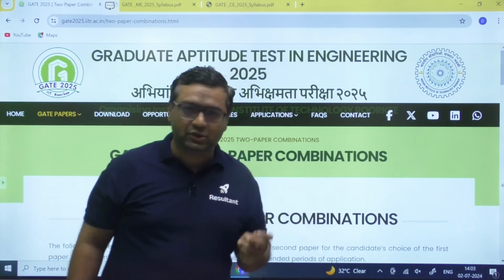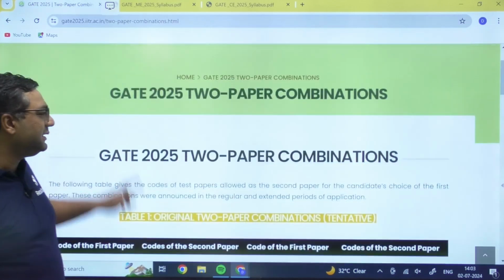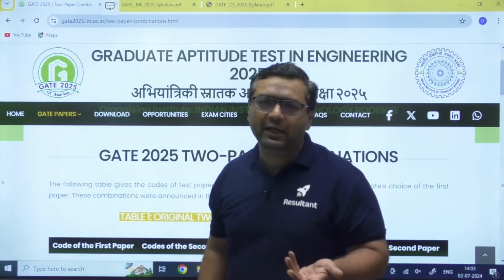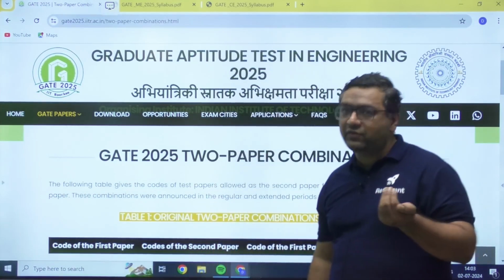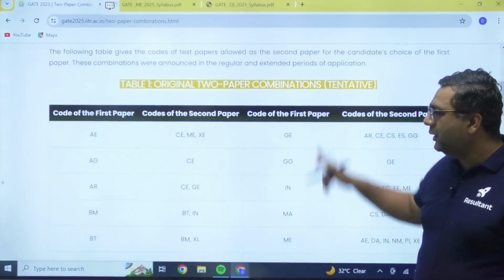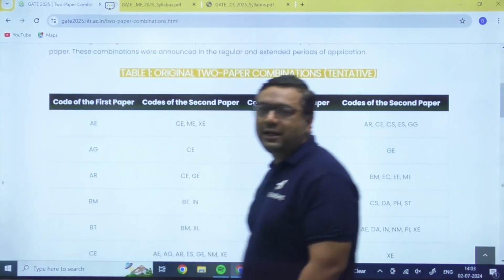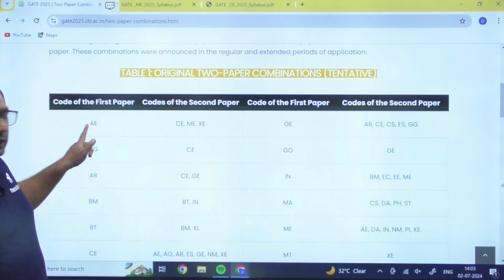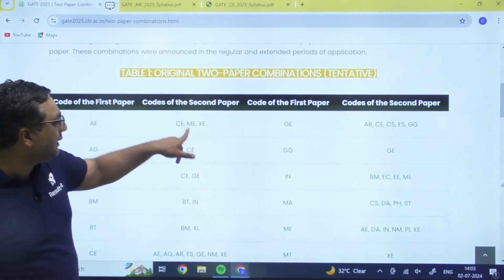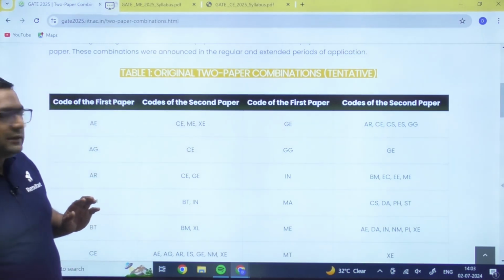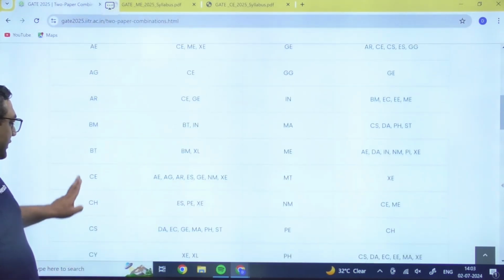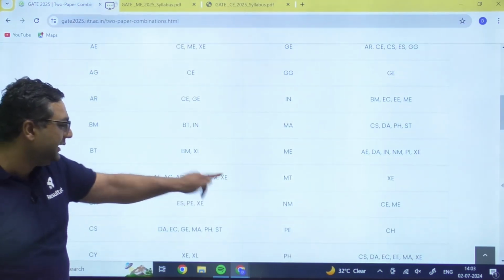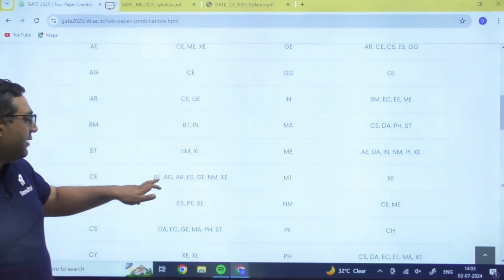Your main paper code depends on your BTech branch. What do I mean by BTech branch? If a student is from mechanical, obviously his first choice should be mechanical. Then the second choice will depend on the first choice. So you can see what kind of second paper you can choose. If your main paper is related to aeronautical, then your second paper can be civil, mechanical, or XC. Is it clear? Similarly, let us say your first paper is civil, then you can go for these papers as second paper. In this you have XC, you have naval engineering, and you have aeronautical.